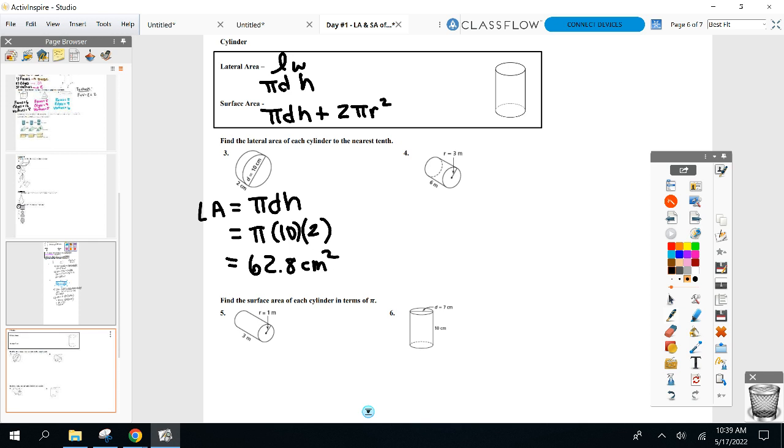All right, number 4, lateral area, pi dh. Diameter, what are we plugging in? Be careful. Don't use the 3 here. What are you using? 6. Everyone, 6 for diameter. Height is 6 as well.